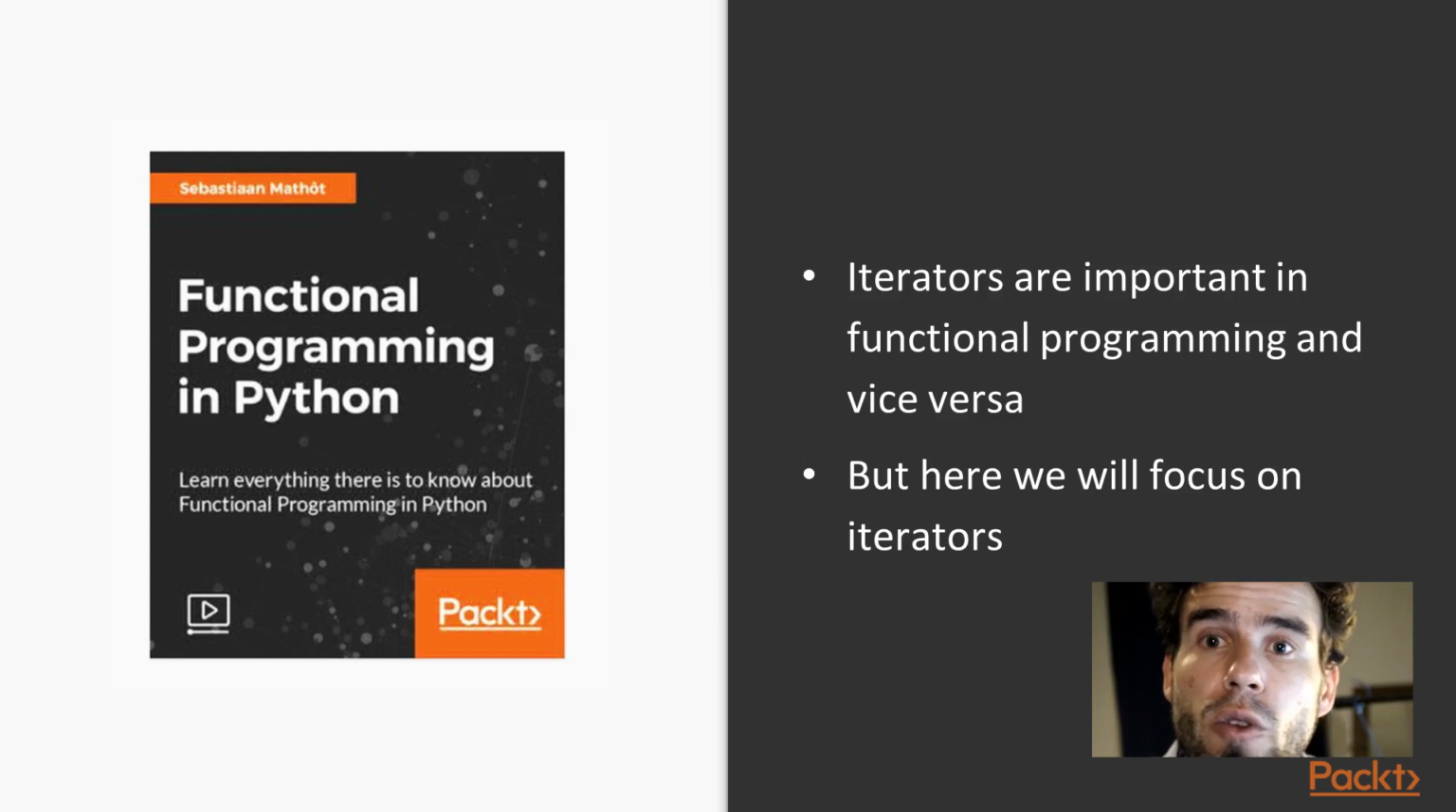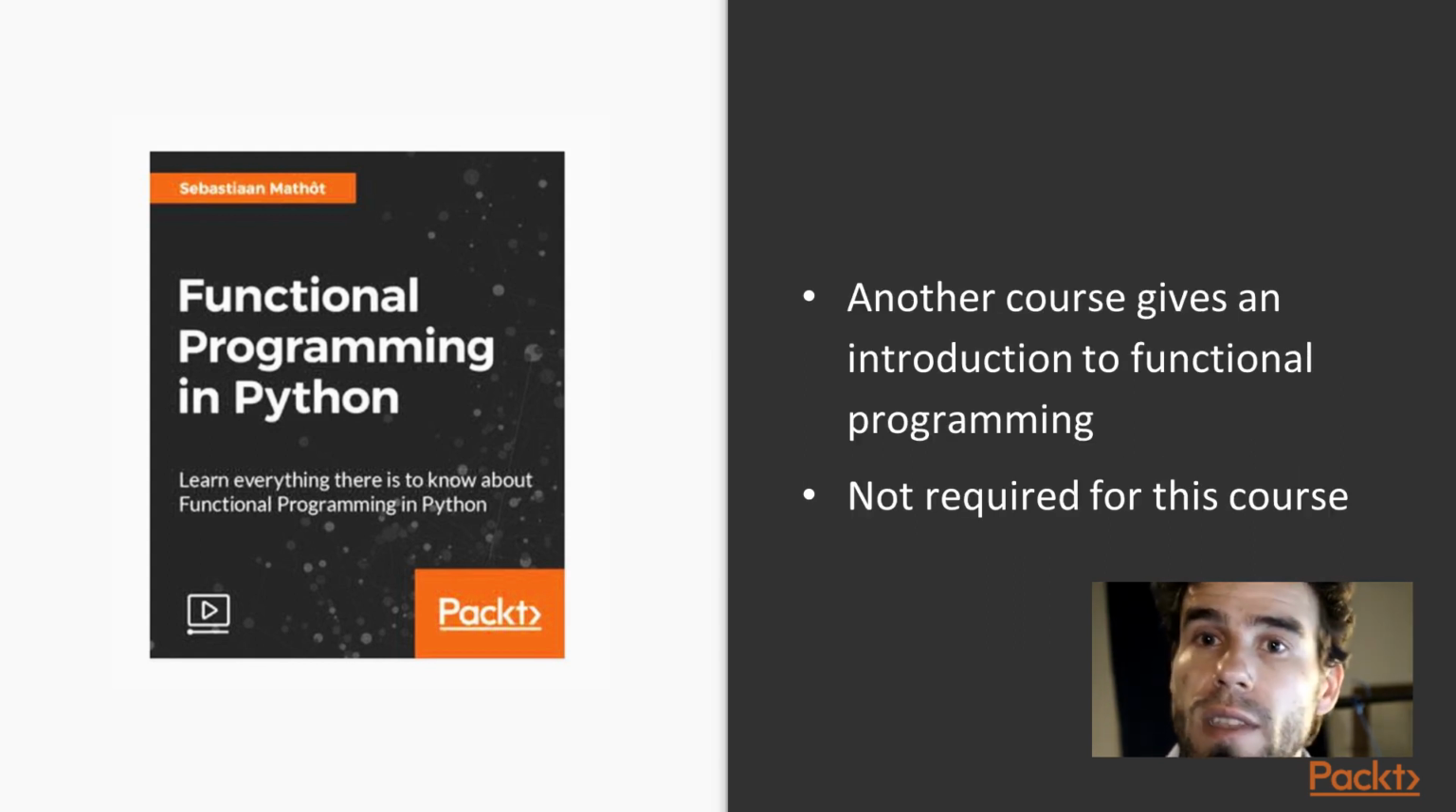And conversely, functional programming is very important when you're working with iterators. And that is why these two concepts are related, and why both iterators and functional programming are mentioned in the title of this volume. But we're going to focus on iterators here, and not so much on functional programming. So if you want to know the details of functional programming, I recommend that you follow the sister course to this volume, which is also available on Packt, in which I will tell you everything there is to know about functional programming in Python. But you don't have to. This course can also stand on its own, and it will still be perfectly understandable.